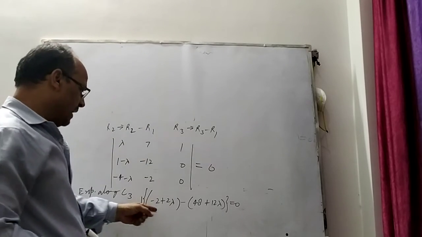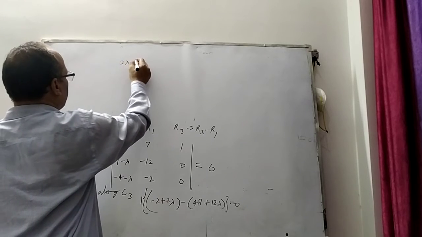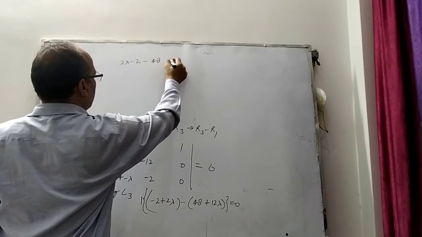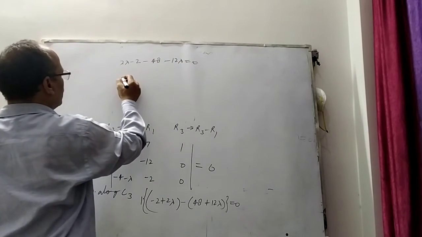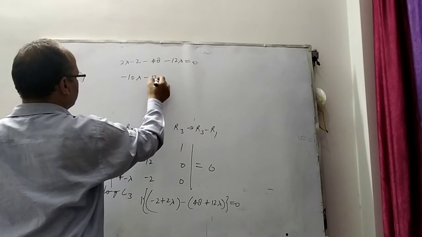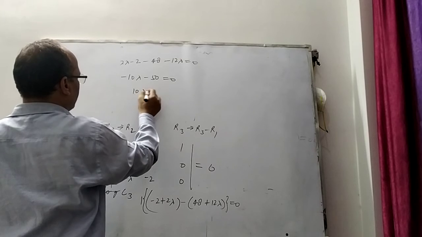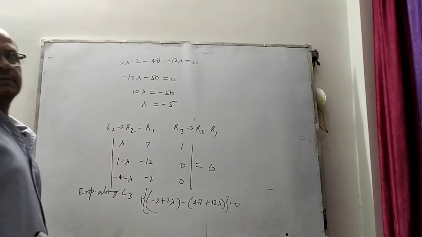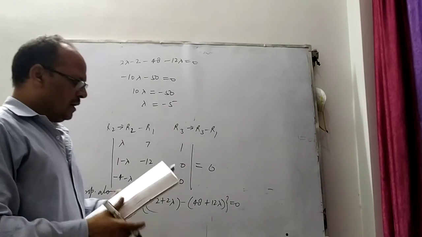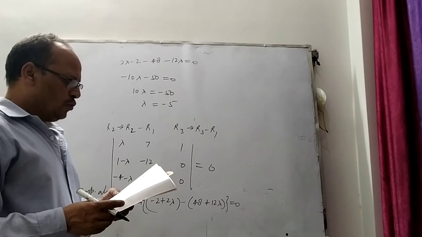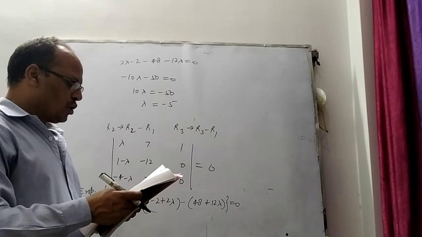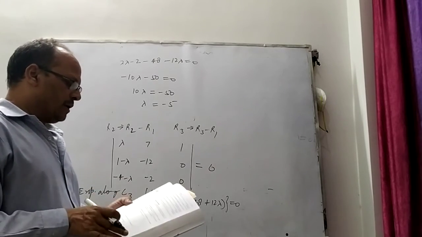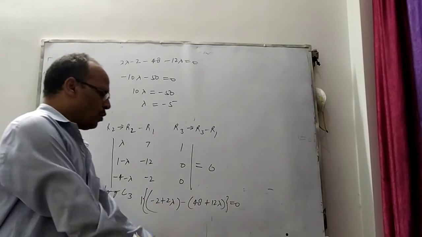What do you get to simplify this? 2 lambda minus 2 minus 48 minus 12 lambda equal to 0, minus 10 lambda minus 50 equal to 0, 10 lambda equal to minus 50, lambda equal to minus 5. This is value of the lambda. Here all questions are very simple. You will try to solve. Which question is not clear, you can ask tomorrow or on the Sunday. Then I will give you solution on the Monday. Okay?